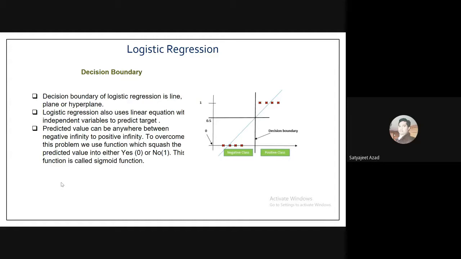The predicted value can be anywhere between negative infinity and positive infinity. To overcome this problem, we normally use a function called the sigmoid function, so that we can skew the data so that the value cannot go beyond 1 and cannot go below 0. So this is called a sigmoid function. Sigmoid functions are very important to create a separate decision boundary to predict the class using logistic regression. So this is how you can explain this decision boundary.